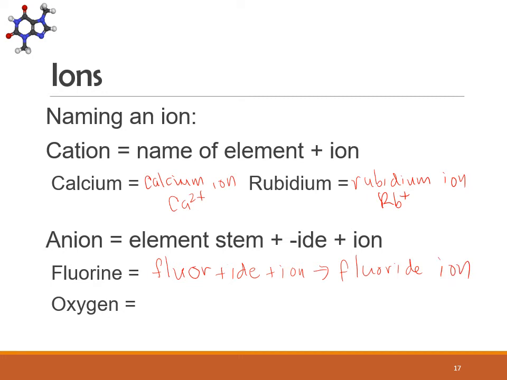For oxygen, the stem is ox. We add IDE and ion. This gives us oxide ion.